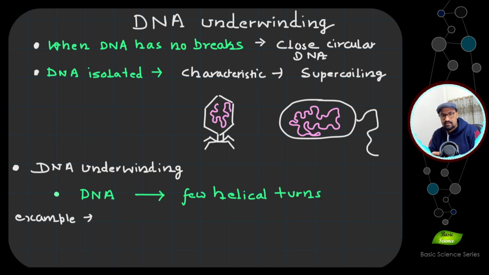So as you can see, I have a few points written. The first one is: what is DNA underwinding? That is what we need to understand. DNA underwinding is a condition when you have fewer helical turns in the DNA molecule.